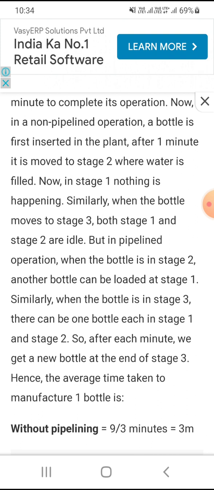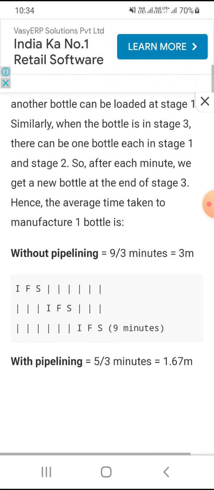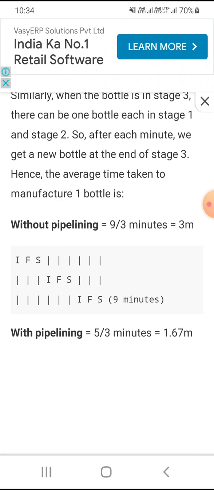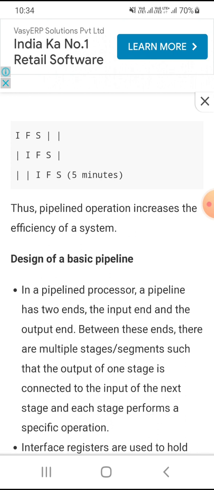Hence the average time taken to manufacture one bottle without pipeline is 9 divided by 3 minutes, that is 3 minutes. With pipeline, it is 5 divided by 3 minutes, that is 1.67 minutes. Thus the pipeline operation increases the efficiency of a system.